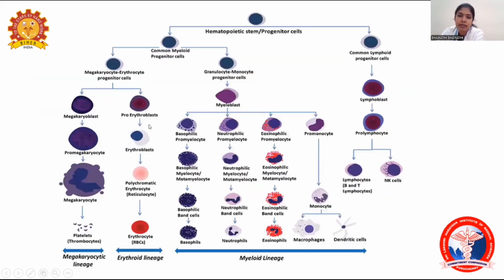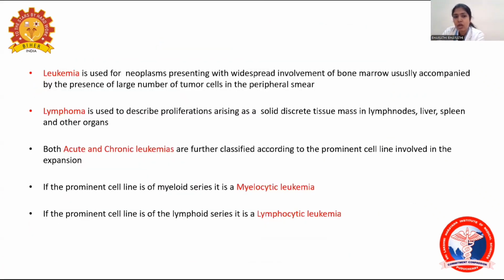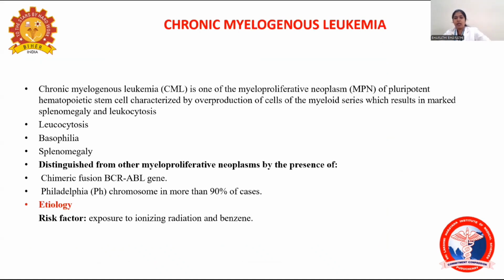So let's go back here. Can you see? This is the hematopoietic stem cells. So chronic myeloid leukemia is a myeloproliferative disorder where the mutation occurs. The mutation occurs in the hematopoietic stem cells or progenitor cells. That you should remember. Okay. Where is the mutation in CML? Mutation occurs in the hematopoietic stem cells or progenitor cells, which results in marked leukocytosis.